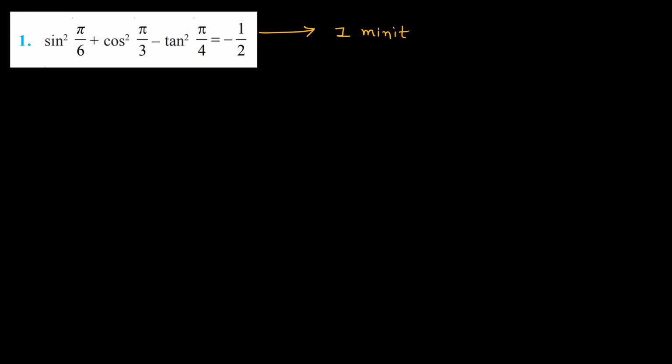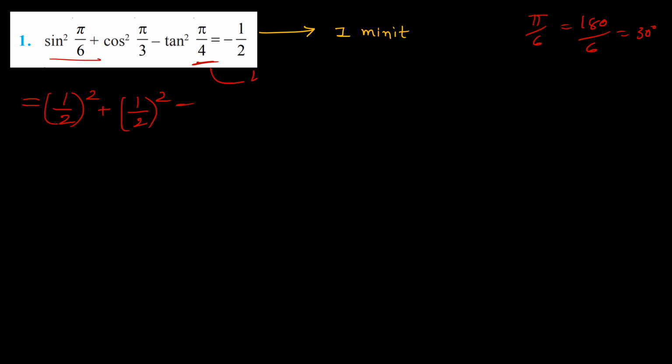Okay, so our first question, as you can see here, we just need to put the value of sine pi by 6, cos pi by 3 and tan pi by 4. So let's put the values and get the output. Sine pi by 6 is 1 by 2, as we know, because pi by 6 means 180 by 6, that means 30 degrees, and pi by 3 means 60 degrees. So according to that we put the values, and pi by 4 means 45 degrees, so tan is 1. And if we do the simple calculation, we get the output as the RHS, which is minus 1 by 2. So okay, let's move forward with the next question.